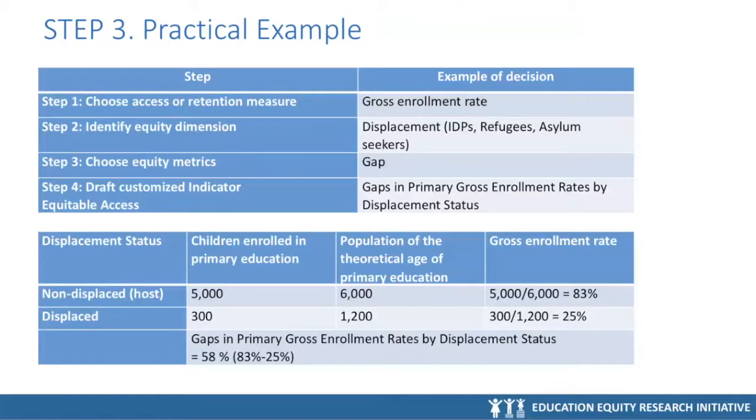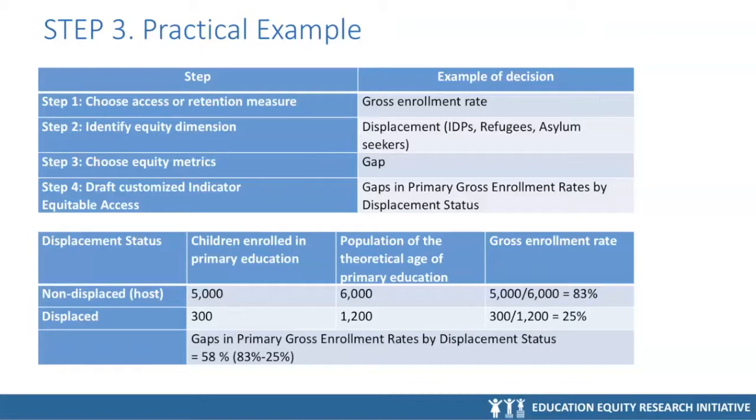So, for instance, here on sub-step 1, which is about the choice of access or retention measure, we have gross enrollment rate. In sub-step 2, about identifying equity dimension, we highlight displacement, which is a common equity dimension of interest in many crisis and conflict-affected contexts. In terms of equity metrics, we have a gap. So once we combine these 3 elements, we can formulate our custom indicator as gaps in primary gross enrollment rates by displacement status. In terms of calculating this indicator, in the second table, we have hypothetical data.